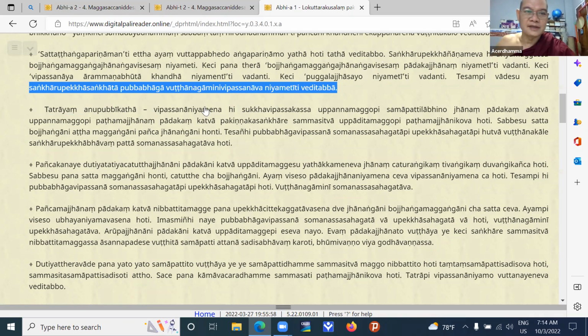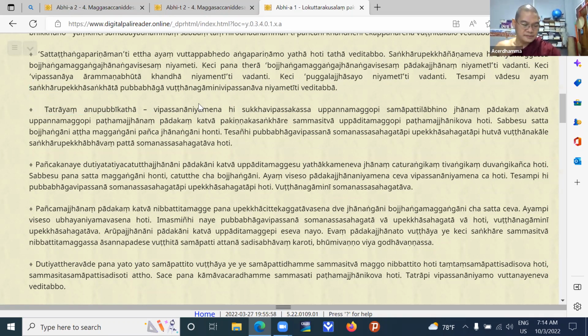Okay, let's see. Tataraya Anupopikatha. These words are said before the teacher, the Asian teacher. How do the Asian teachers determine concerning the magga here?